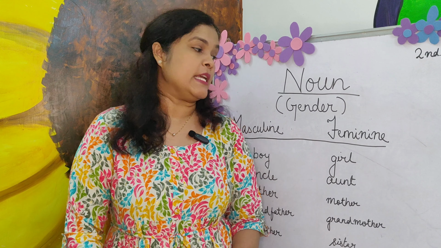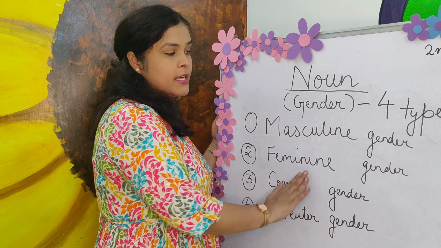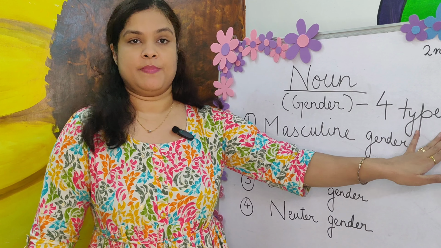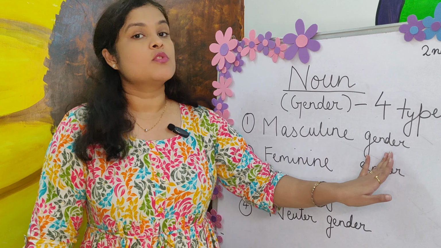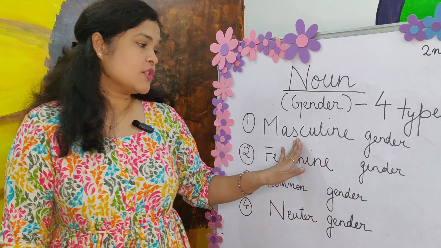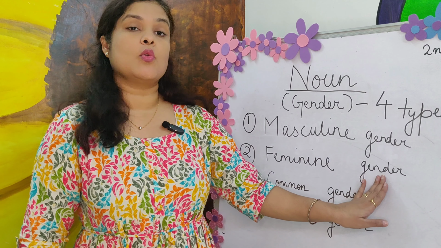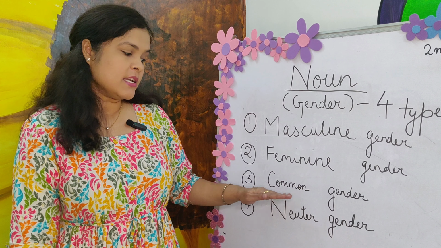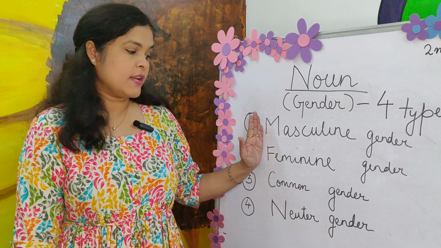Alright, so we understood the concept of masculine gender and feminine gender, right? So basically, as you can see, gender is categorized into four types. Masculine gender represents all the males. Feminine gender is the noun which will represent all the females. Now common gender and neuter gender. You are clear about masculine and feminine. We will be discussing common gender and neuter gender in detail.